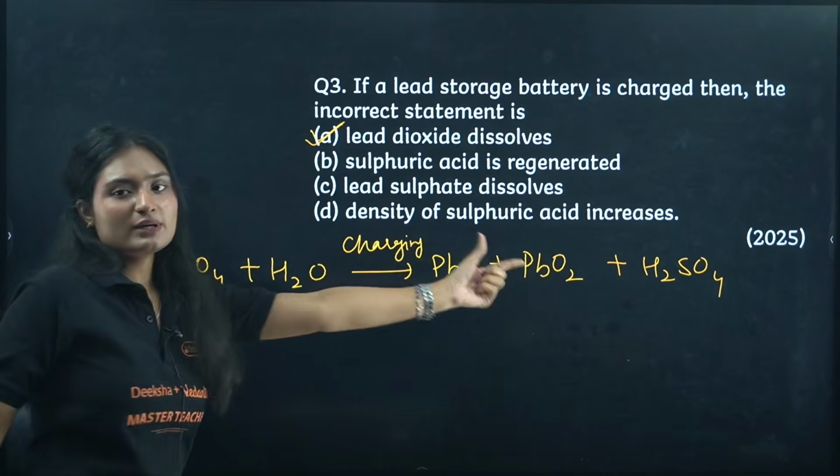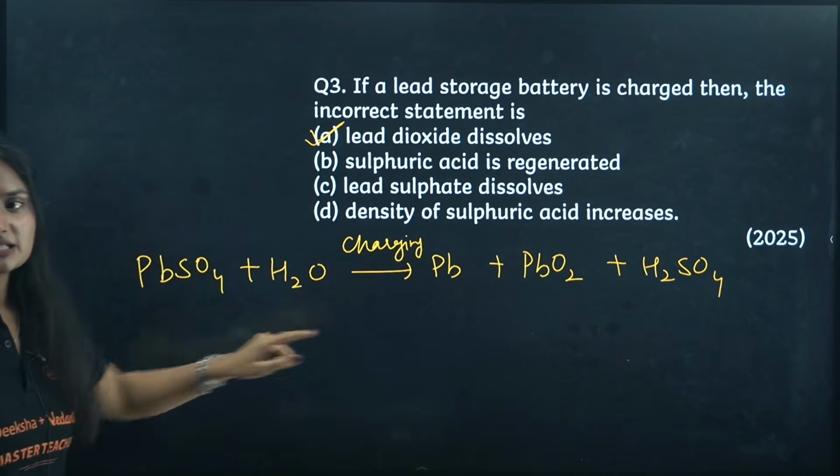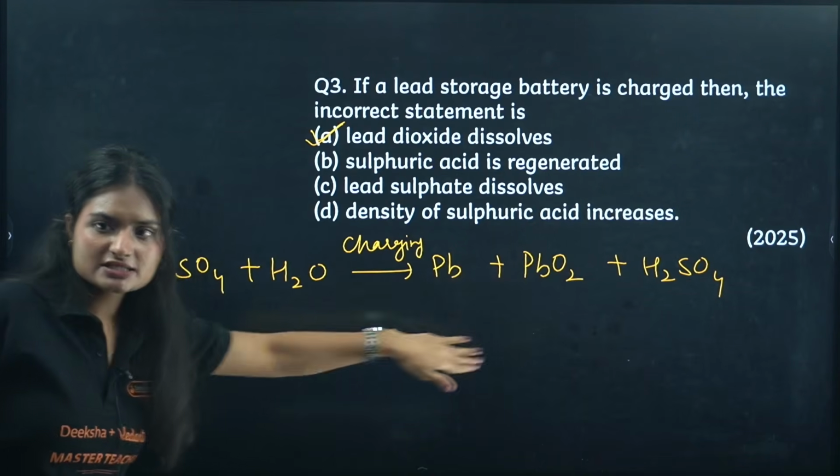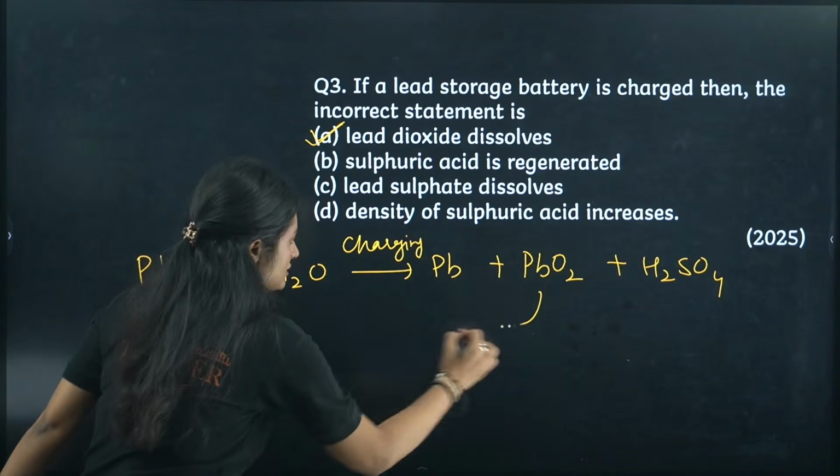This is the equation while charging, and then discharging is the opposite. When discharging of the lead storage battery happens, this is the opposite equation, like this.